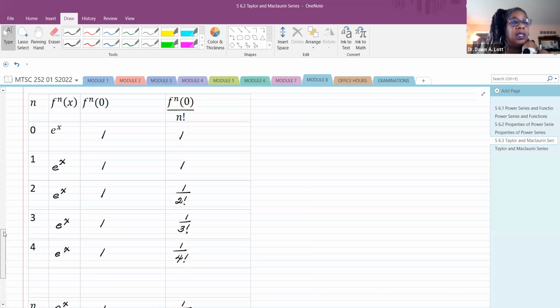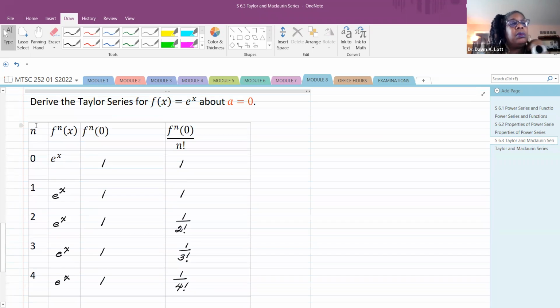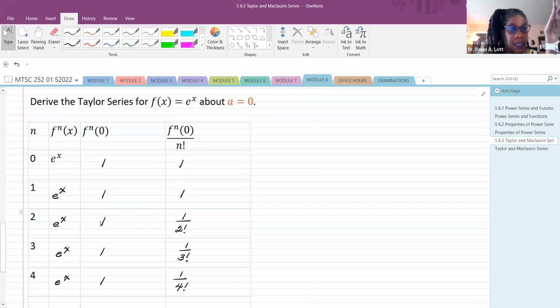Okay, so any questions about how I did that? I made a table. All right, I took n going from 0, and just a good enough number till I figure out the pattern. The nth derivative I found, then I evaluated the nth derivative at my a. And then I found my nth derivative at my a divided by n factorial.